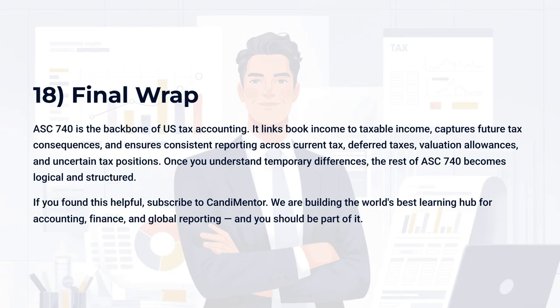Final wrap. ASC 740 is the backbone of U.S. tax accounting. It links book income to taxable income, captures future tax consequences, and ensures consistent reporting across current tax, deferred taxes, valuation allowances, and uncertain tax positions. Once you understand temporary differences, the rest of ASC 740 becomes logical and structured.